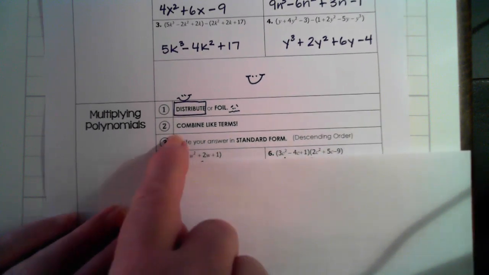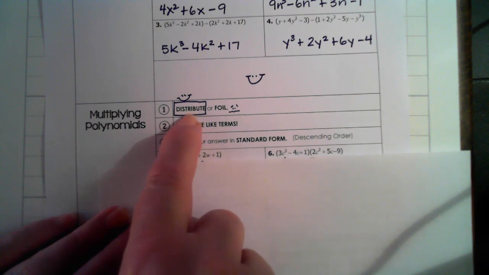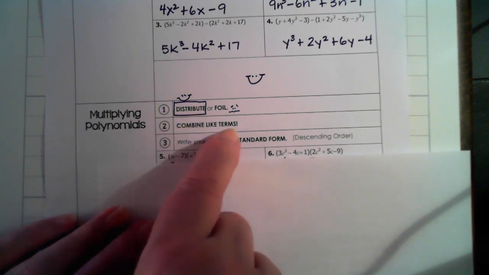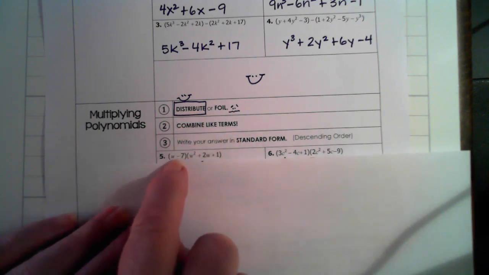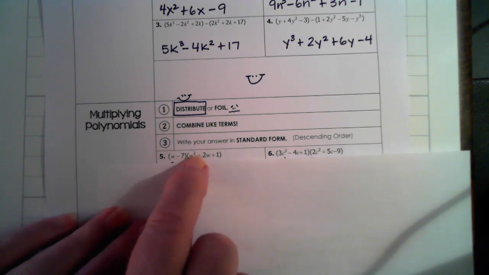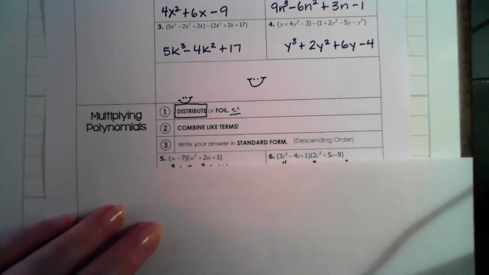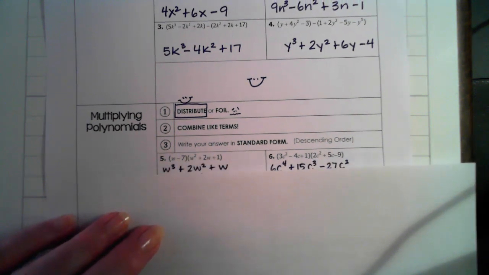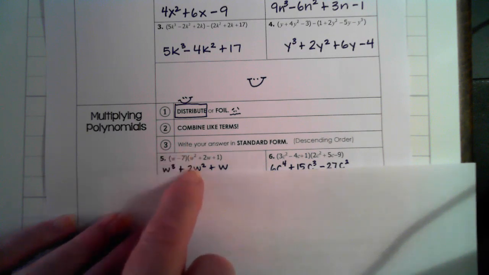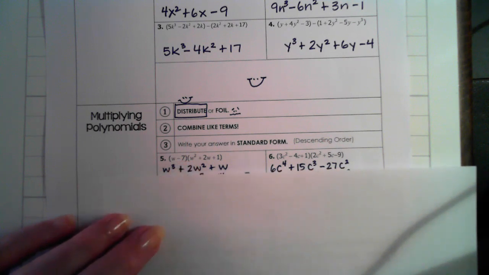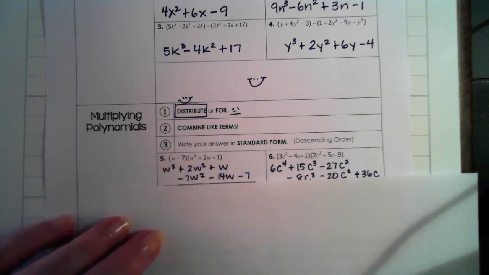So in doing this problem, I'm going to do the distribution, and I'm going to do it in such a way it'll be easy to combine like terms. I'm going to take the W in this binomial and multiply everything in the trinomial times the W. So you end up with this. Now, the next line right below this, I'm going to multiply everything times negative 7. When we multiply it times negative 7, we get this.